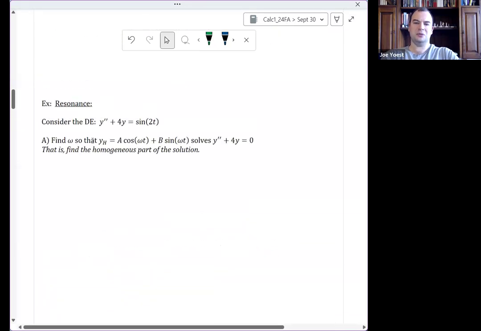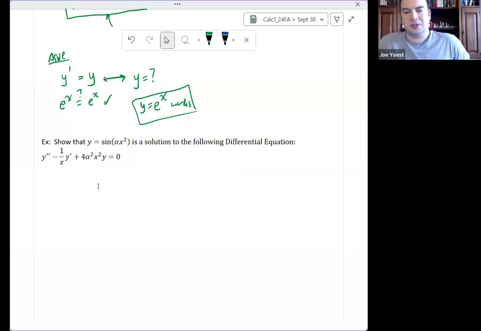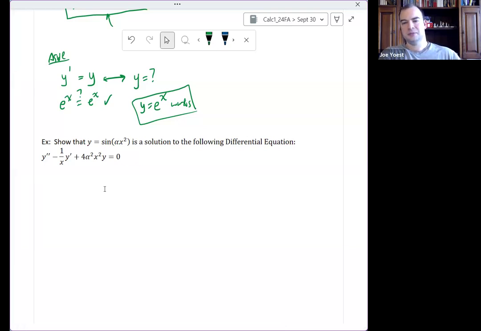So those are the kind of things we'll be looking at doing in Calc 1, either just demonstrating that a certain function actually is a solution to the differential equation, or maybe going a little bit further and picking the value of the parameter that makes it a solution. But in Calc 1, we would never say, here's a differential equation, find the function that solves it. That's a question for a full differential equations course.